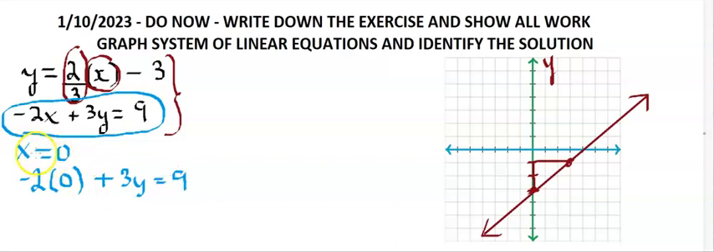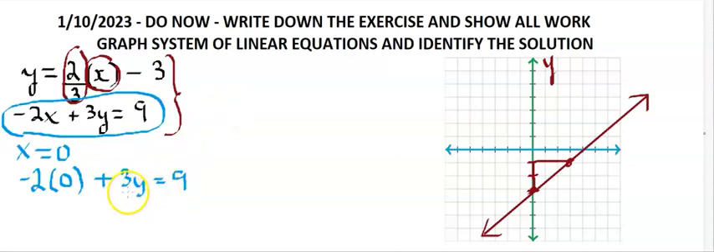So that's the first step that I took: I'm going to let x equal 0 because I want to know where this line is going to cross the y-axis. When it crosses the y-axis, x equals what? 0. That's why I let x equal 0. All right, so -2 times 0 is 0. Then 0 plus 3y is just 3y, and 3y equals 9.